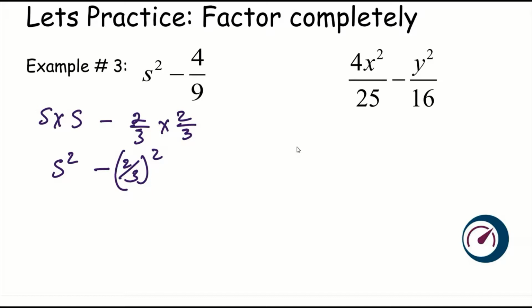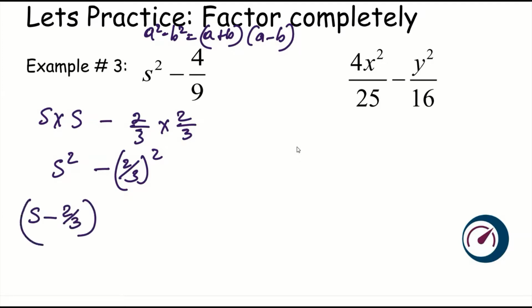So hence we get it in our form, a squared minus b squared is equal to a plus b times a minus b. So we have s minus 2 over 3. That's one factor, and our other factor is s plus 2 over 3.